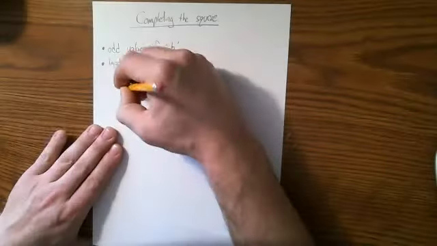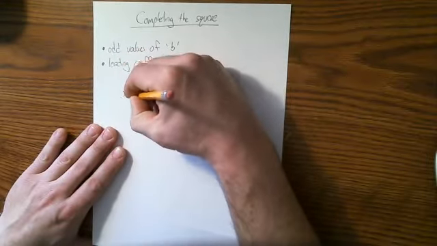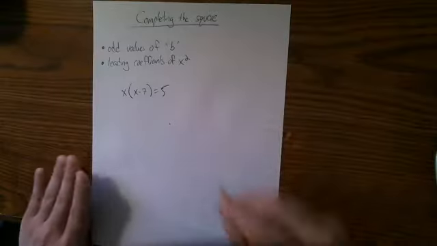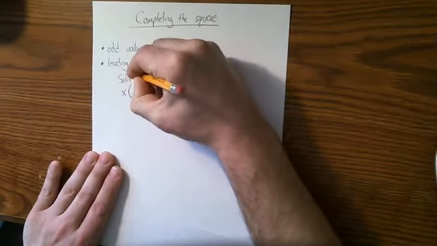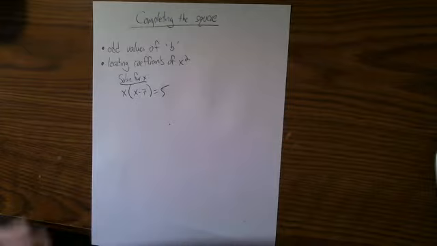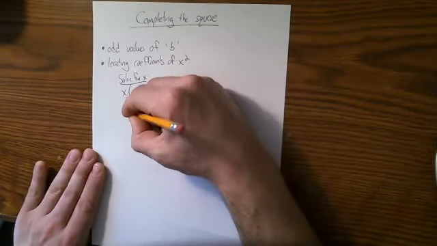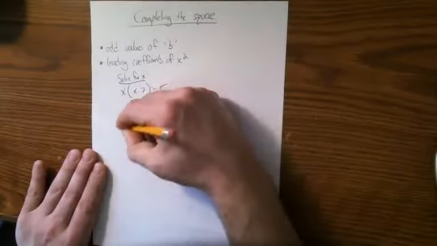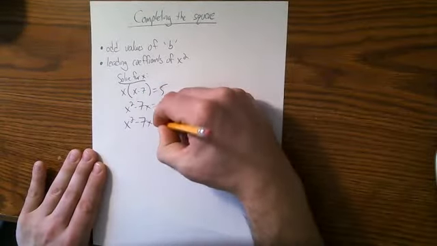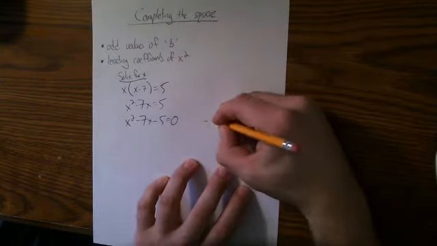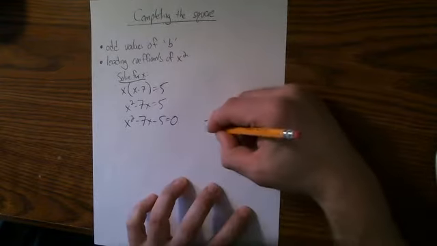So the first example we're going to work with is, let's say we have x times x minus 7 equals 5. And let's solve for x. Well, let's get this into standard form first. So we'll have to distribute the x. And let's subtract 5 from both sides. So we are in standard form, so we can begin completing the square. Let's take the b term, which is negative 7, and divide that by 2.